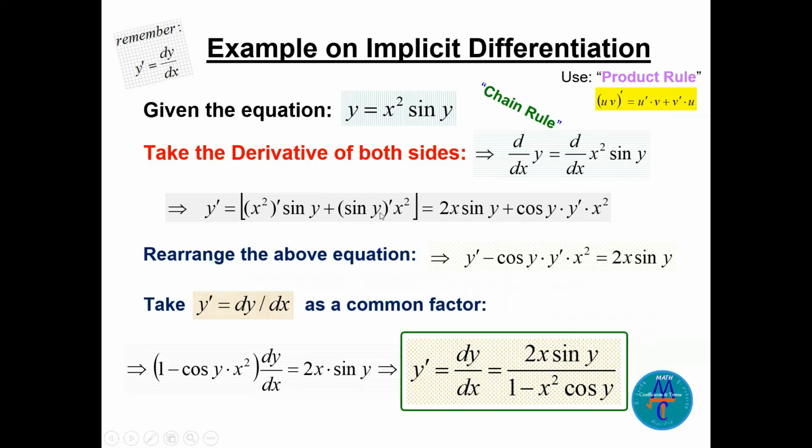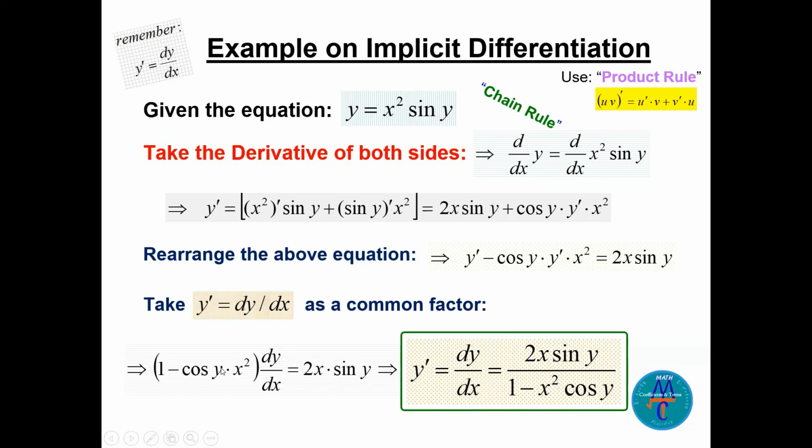See this one here, sine of y prime. y is a function of x. So it will be cosine of y times y prime times x squared. So y prime minus cosine of y, y prime, x squared. Bring this on the other side, it is equal to 2x sine of y, because we need to take a common factor here, y prime. y prime is the same as dy over dx. Let's take it as a common factor. So it will be 1 minus cosine of y times x squared in the bracket, times dy over dx, equals 2x sine of y.